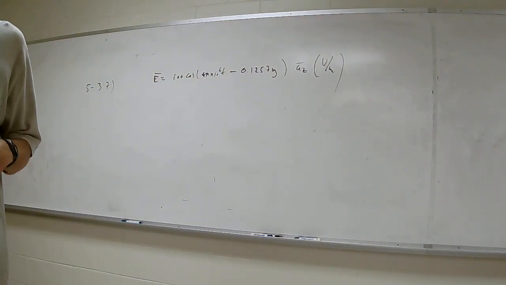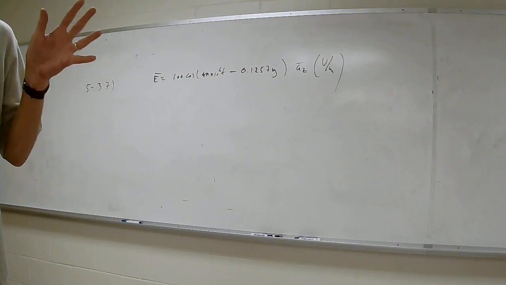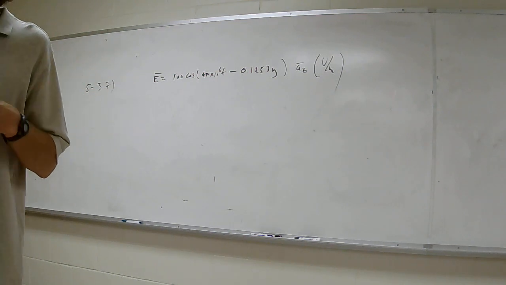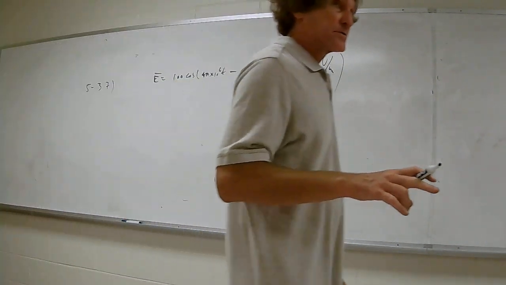But why don't we do it? I'm going to take this and put it into a phasor. Then from the phasor form, we're going to find the H field using phasors, then take it back to the time domain. Y'all with me on this, class?